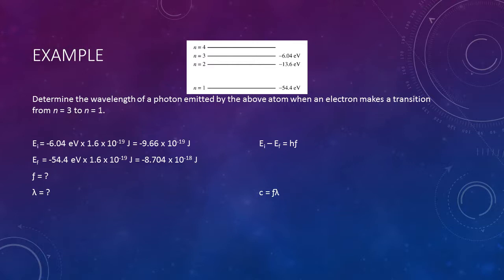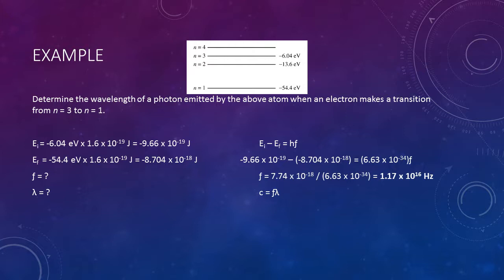Next, we are going to look at the two equations we're going to be using. First, I'm going to calculate the frequency of my emitted photon using the equation we just introduced. And then I'm going to use c equals frequency times wavelength to solve for the wavelength that was asked by the problem.